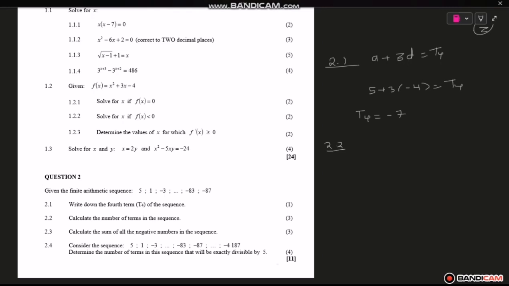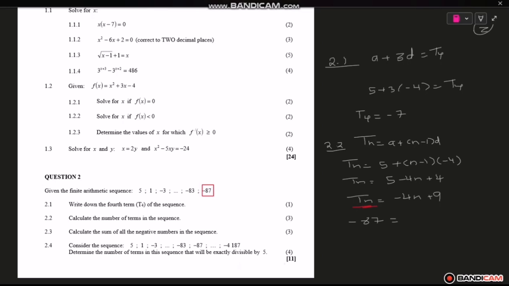Then calculate the number of terms in the sequence, meaning you must first find the general term. Since this is an arithmetic sequence, we do know the value of a, the first term, which is 5, plus (n minus 1) into negative 4, the value of d. Therefore, Tn equals 5 minus 4n plus 4. Therefore, Tn equals negative 4n plus 9. Then you can take the last term here, since it is negative 87, and substitute it where there's Tn to solve for n. I hope that makes sense.